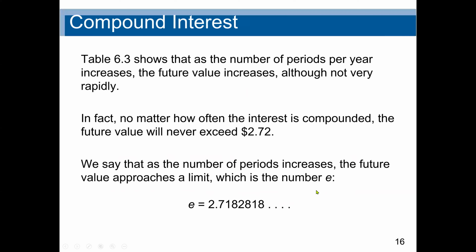So again, the table shows that as the number of periods per year increases, of course, the future value also will increase, although not very rapidly. Again, just slight differences. So if you invest money in the bank and they give you compounded interest monthly, it's better than semi-annually or annually. So here we say, in fact, no matter how often the interest is compounded, the future value would never exceed 2.72. So that's the exponential, 2.718281.